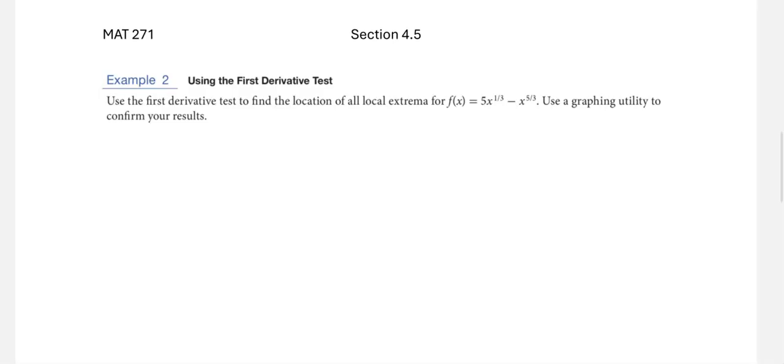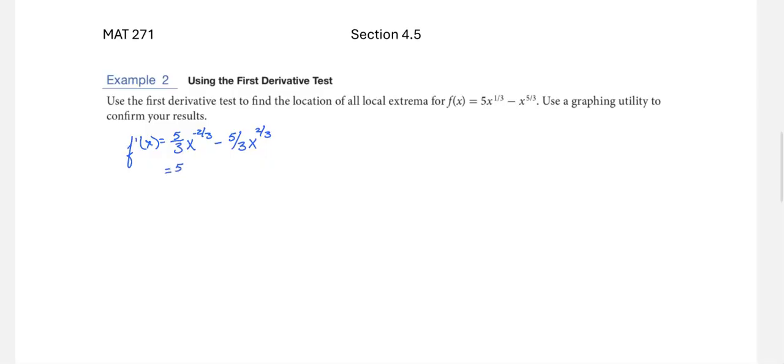Let's do one more. We want to find extrema for this one, and we're going to find increasing and decreasing also. So let's take our derivative. So we're going to have 5/3 x to the negative 2/3 minus 5/3 x to the positive 2/3.